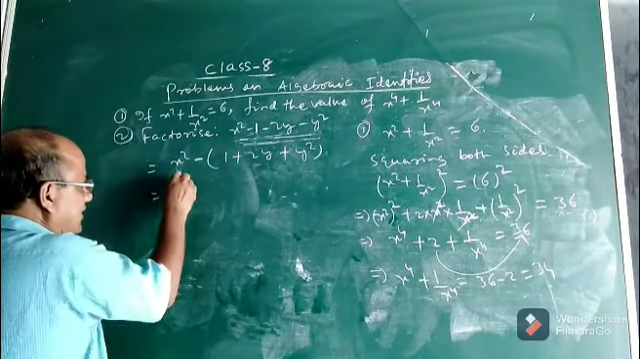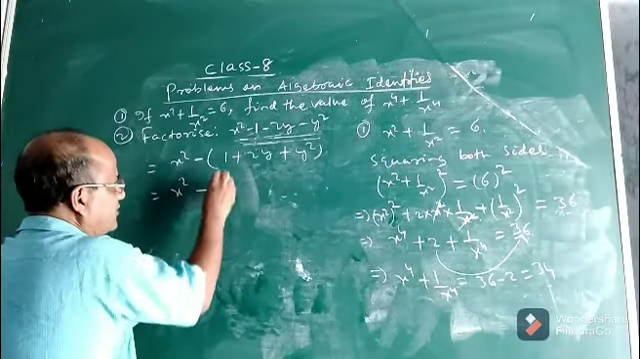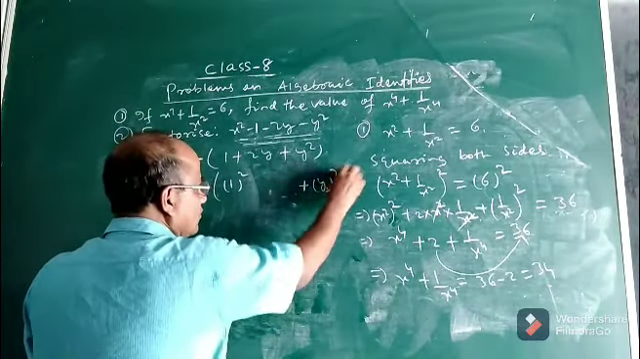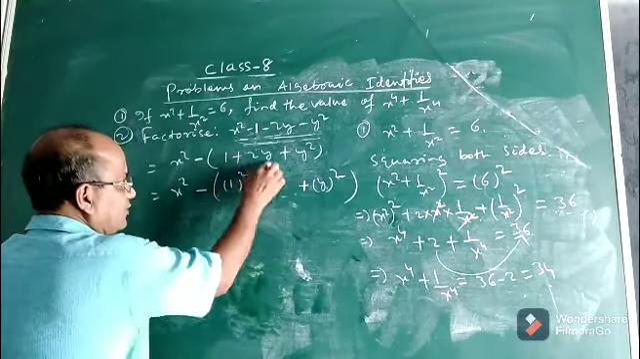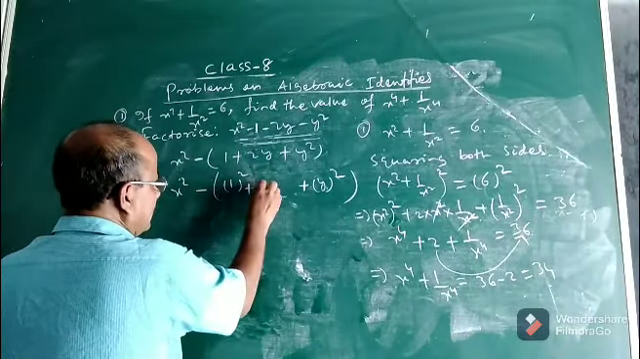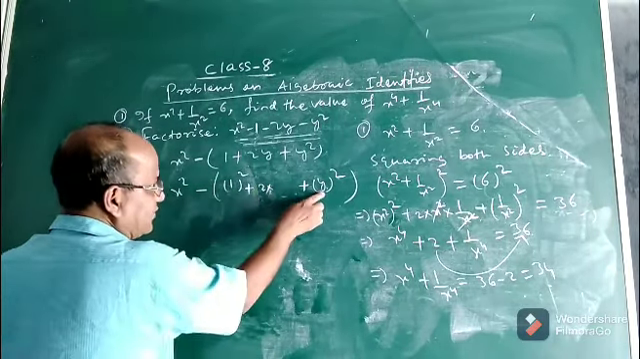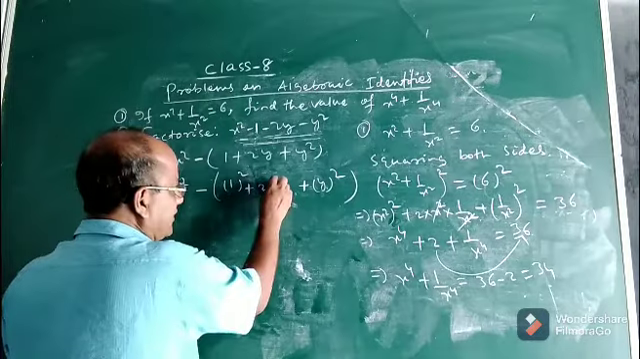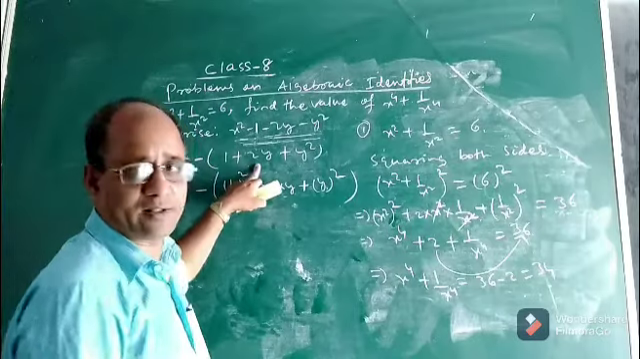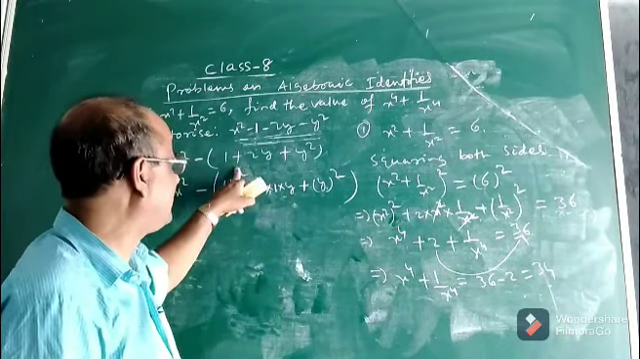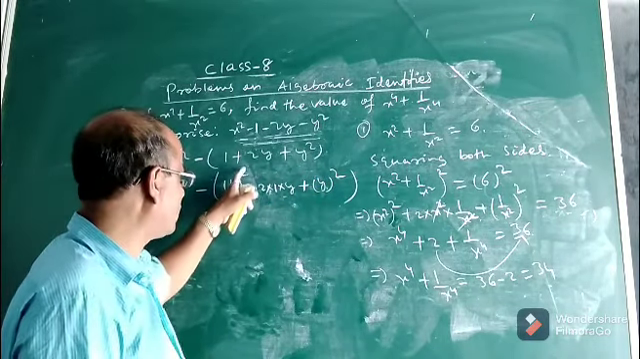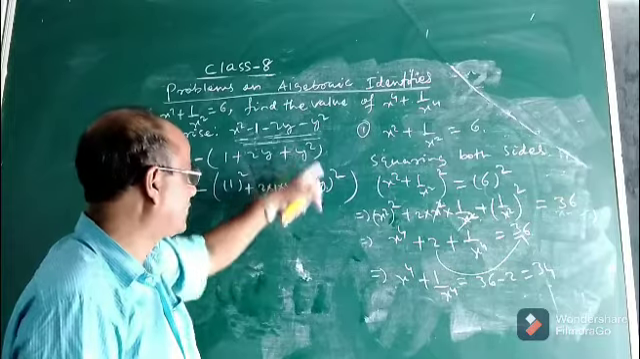The next step will be: see, this x square minus, 1 can be written as 1 square, y square can be written as the whole square of y. And plus 2y can be written as 2 into 1 into y. This 1 is a and y is b. 2 into 1 into y is 2y, the middle term here. So 1 plus 2y plus y square can be written as 1 whole square plus 2 into 1 into y plus y square.